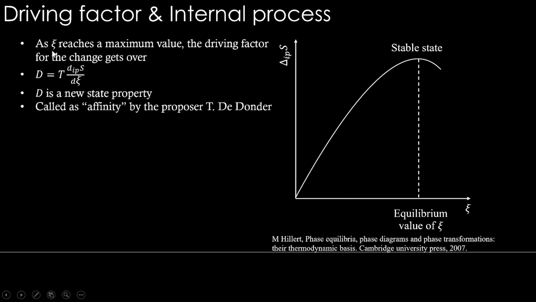So we said as psi reaches a maximum value, the driving factor for the change gets over. And based on this parameter, D is formulated. D is equal to T dψ by dξ. The T is multiplied with the slope of this. This can be a new state property. It is defined as affinity by the proposer.